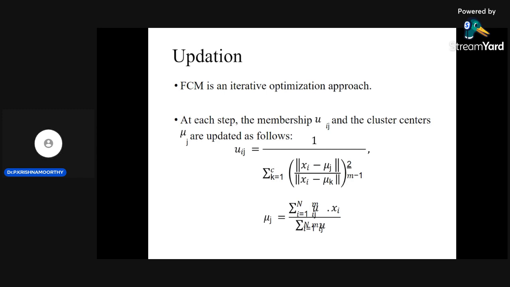The membership update is u_ij = 1 / summation of k equal to 1 to c of (|x_i - mu_j| / |x_i - mu_k|) whole square into m minus 1. Similarly, mu_j is equal to summation of i equal to 1 to n of u_ij to the power of m into x_i, divided by summation of i equal to 1 to n of u_ij to the power of m. The u_ij value will be updated.